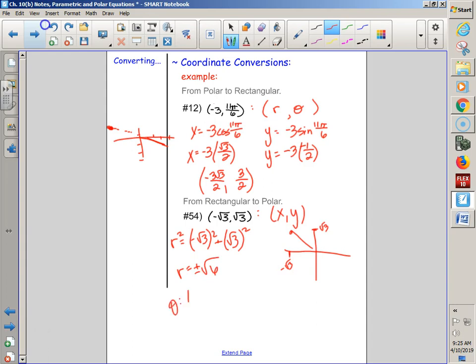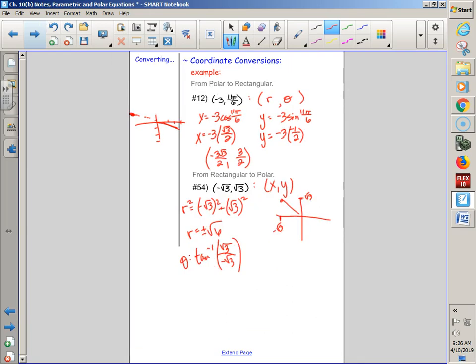Theta, I'm going to use my tangent inverse of rad 3 over negative rad 3. But guys, what does thing over itself always end up equaling? 1, right? If you throw this in your calculator in degree mode, guess what it's going to give you? No, it's going to give you negative 45 degrees, which is the same thing as negative pi over 4.